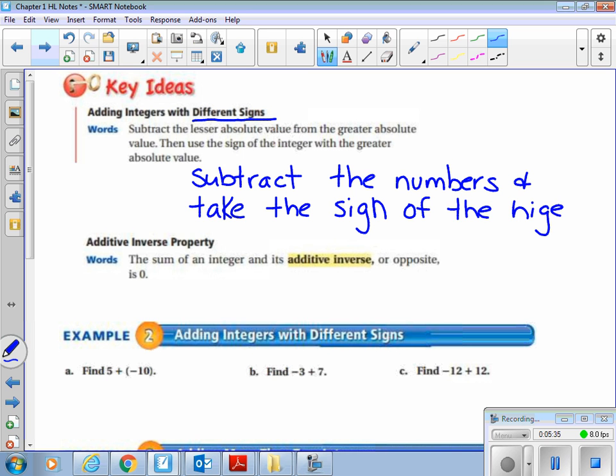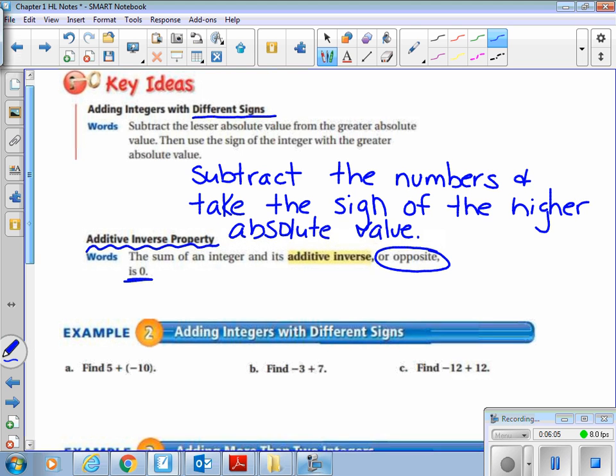And remember, absolute value is always positive because we're talking about its distance from 0. And we'll do some examples of that. But before, just to remind you, when we see that additive inverse, the sum of an integer and its additive inverse, which is also known as opposite, when you add its opposite, you always get 0. So be on the lookout for those as well.